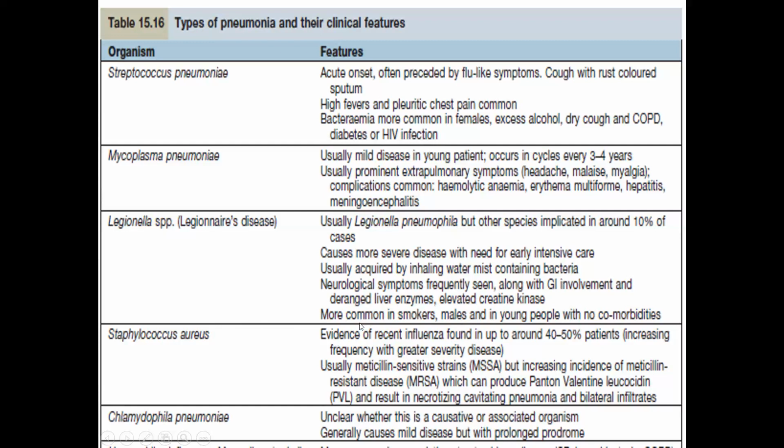Staphylococcus aureus. Evidence of recent influenza is found in up to around 40 to 50% of patients, with increasing frequency with greater severity of disease.